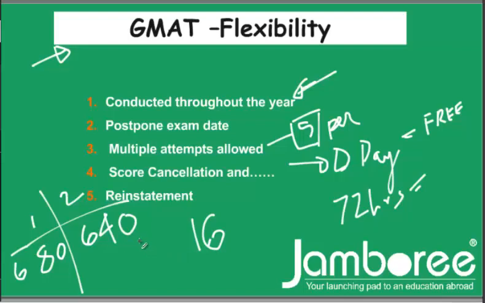In this case, after seeing the 640, you cancel the score then and there, and you can go back and reinstate your earlier score. You can go back to MBA.com and say, okay, I had cancelled it, yes, but I want it back. So you can reinstate cancelled scores by paying a fee of $50.